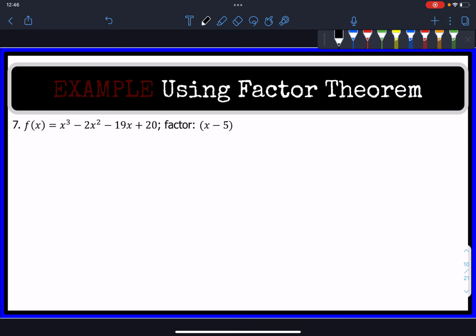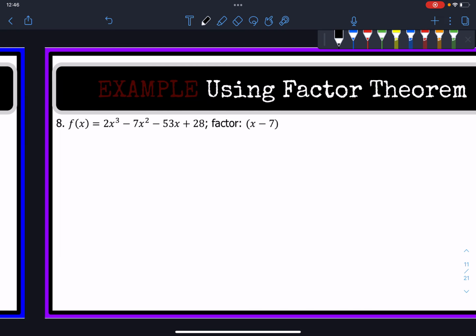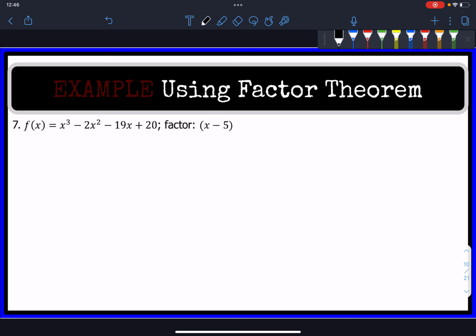Now let's look at this example here. Another example, again, we'll use synthetic substitution. So 1, negative 2, negative 19, and 20.